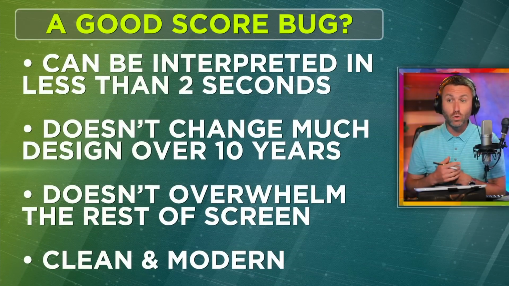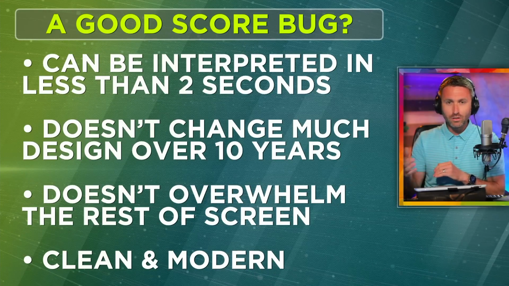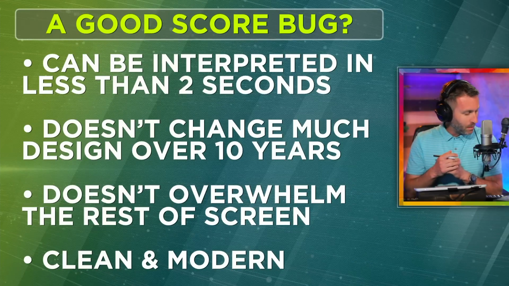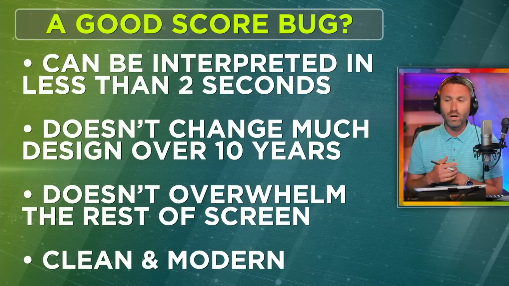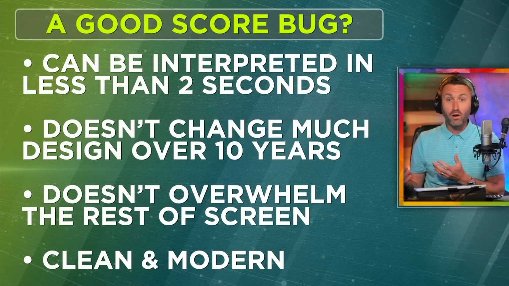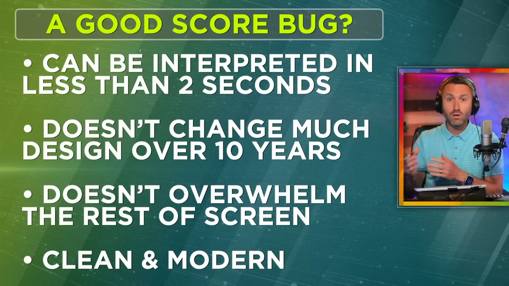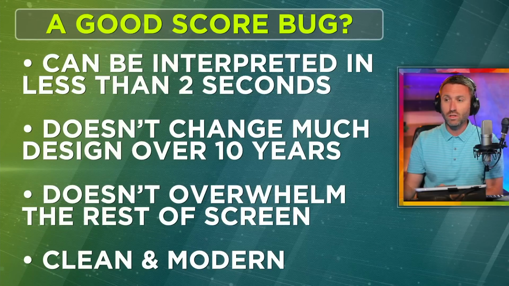What makes a good scorebug, in my opinion? A couple different things here I wanted to point out. A good scorebug can be properly interpreted in less than 2 seconds. You should be able to glance up at it and go, okay, got it. I understand where we're at in this game. Or at a bar or at a restaurant from a distance, it's on mute, but you can kind of follow along with this game and probably what's happened based on the information solely on the screen.